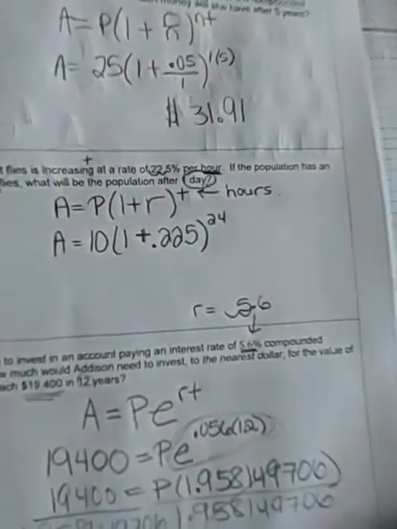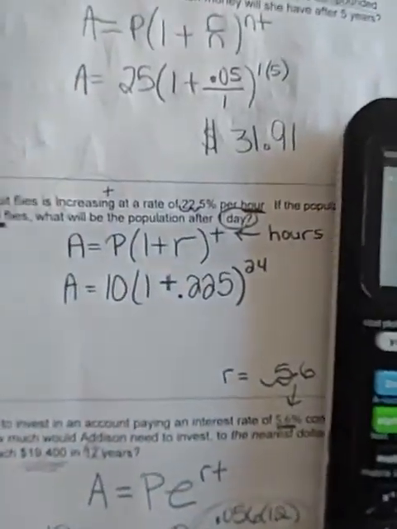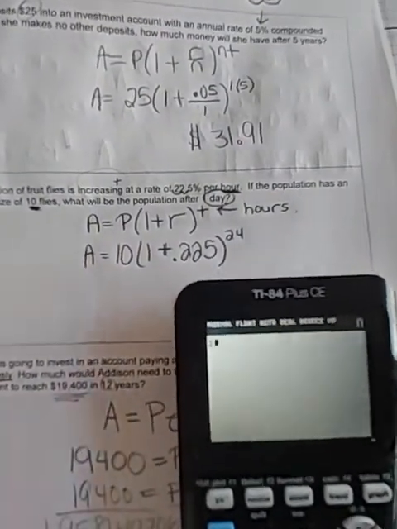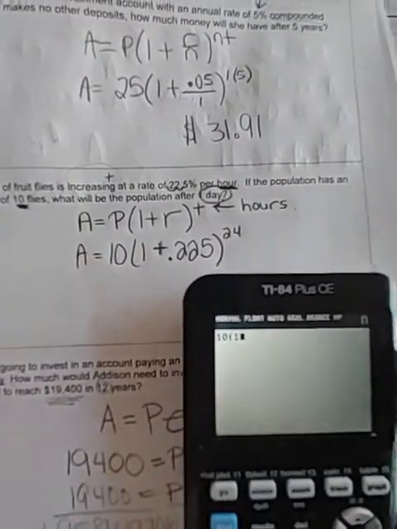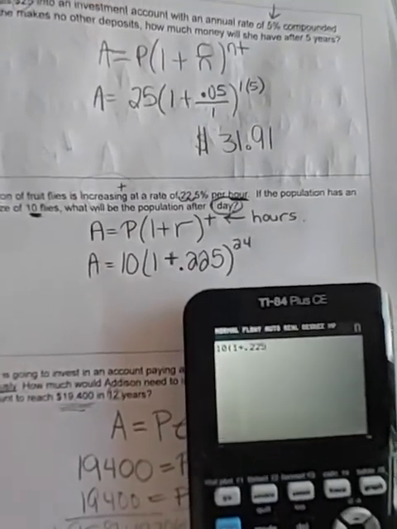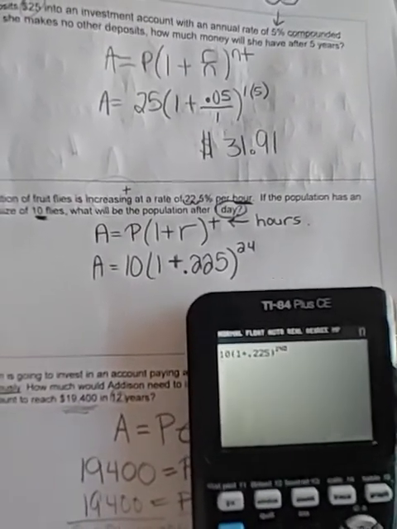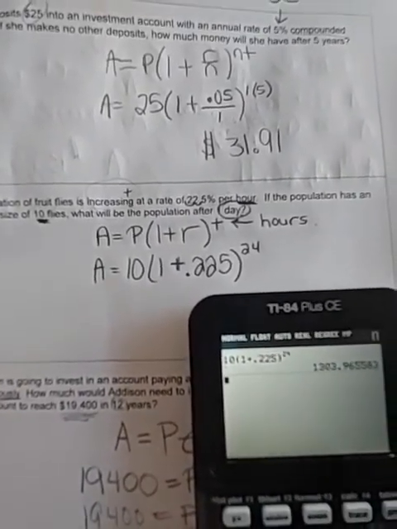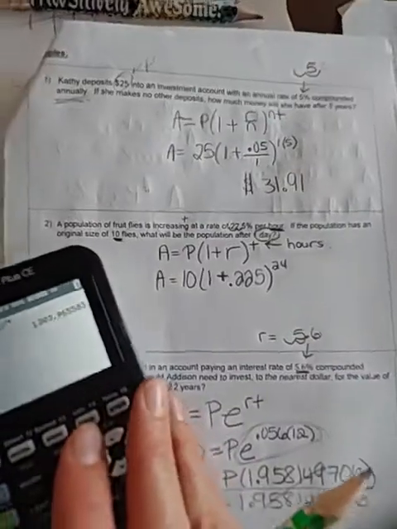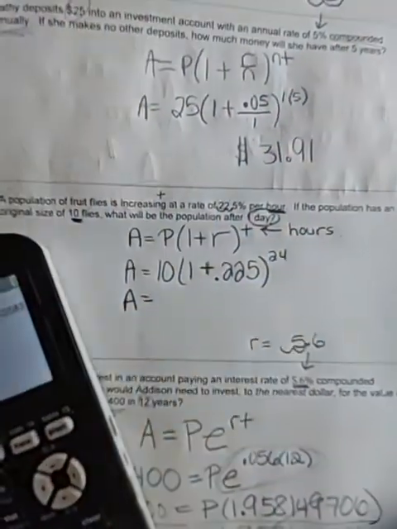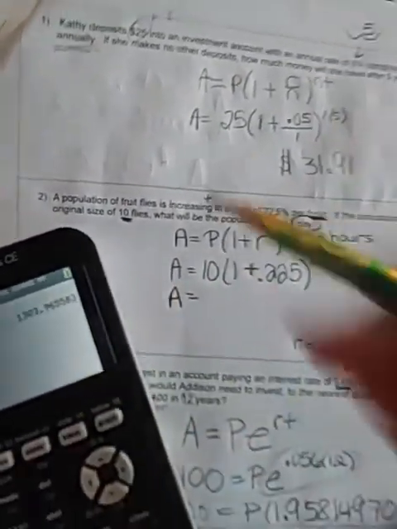All right, so now I'm going to plug this in and I'm going to find out what is my population after 1 day, 24 hours. So I have 10 times 1 plus 0.225 raised to the 24. So after 1 day, my population, it doesn't tell me where to round, considering it's a fly, I'm going to have to round to the whole fly. Now be careful here.